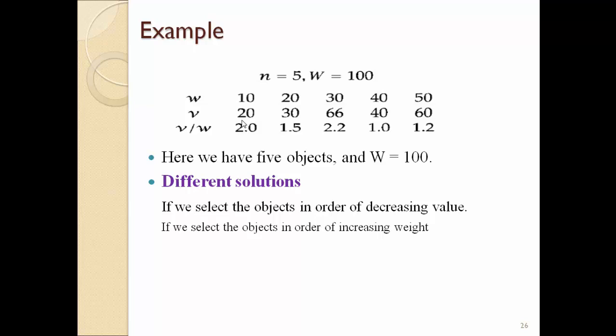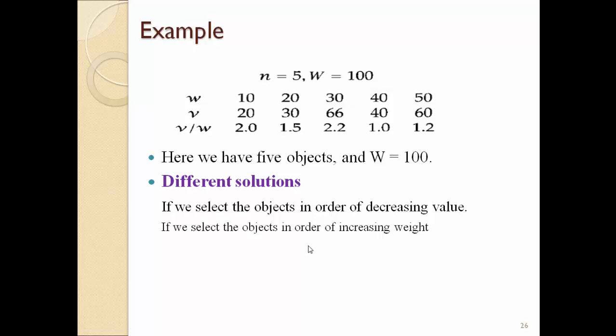Another option is if we select the objects in order of increasing weight. It means that we have to select the object which has the minimum weight. So we can choose the first object with weight 10, then the second object, then the third object, then the fourth object, and then the fifth object. But every time we need to check that the total weight must not be greater than 100. It must be less than or equal to 100.